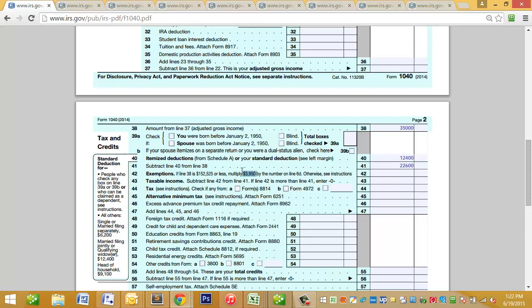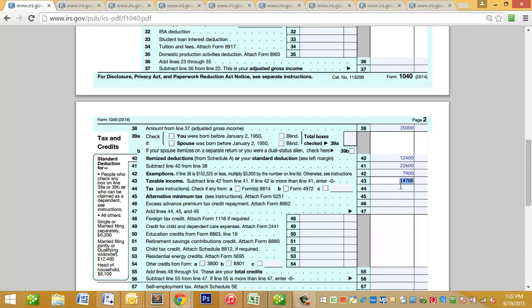So it'd be $3,950 times 2, which is $7,900. So that's another deduction that you get to take. Now we're deducting it off of this $22,600, which leaves you $14,700. So this $14,700 is the amount that you're essentially going to pay tax on. You don't pay tax on the $35,000. So now let's look at the difference here.